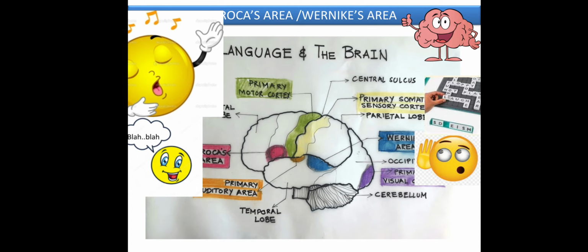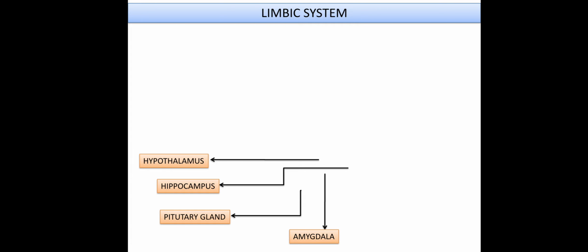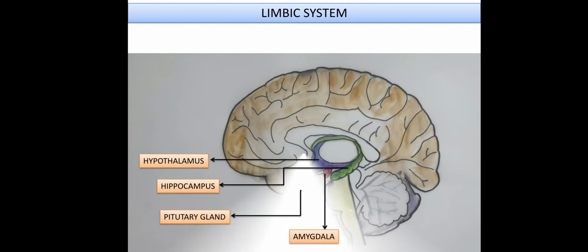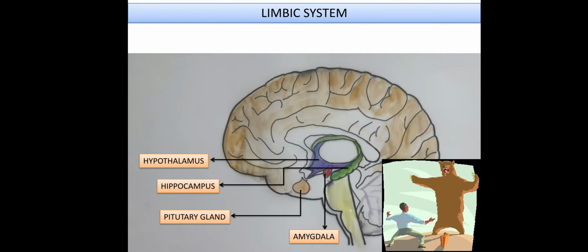Now let us look at the limbic system. The limbic system is located within the cerebrum of the brain, immediately below the temporal lobes and buried under the cerebral cortex. It mainly consists of the amygdala, hippocampus and hypothalamus. The term amygdala means almond. The amygdala is known for its role in processing fearful emotions and initiating the fight or flight response.